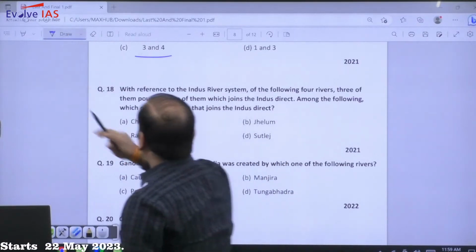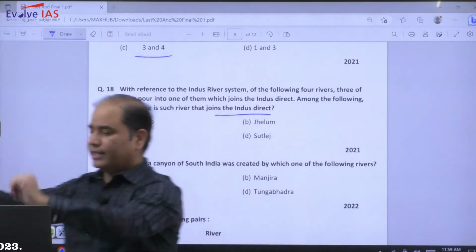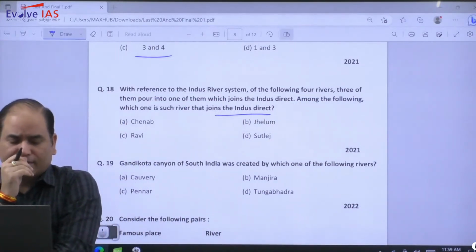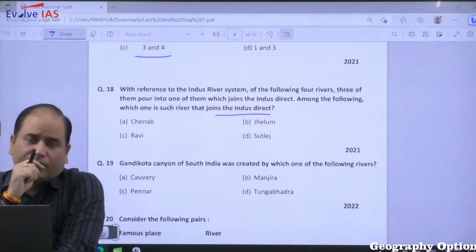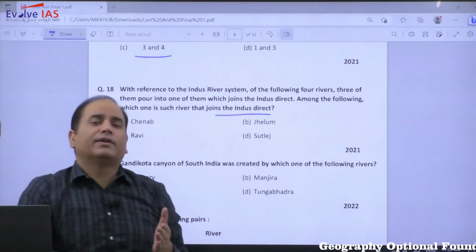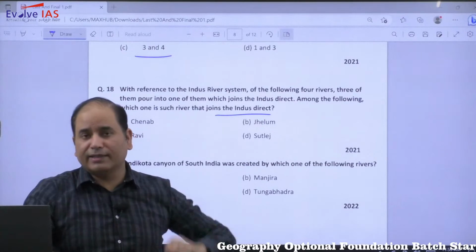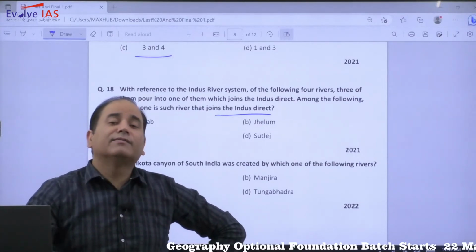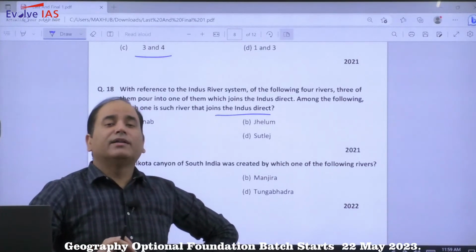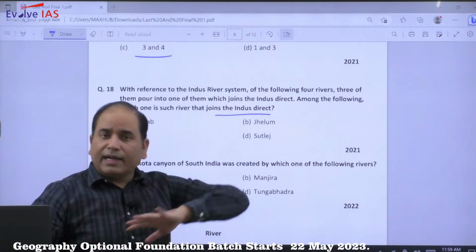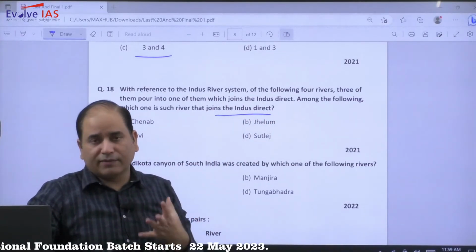So if you go through the river system of India, in the Indian river system you will find the Himalayan river system. In the Himalayan river system, we have 3 major river systems: the Indus river system, the Ganga river system, and the Brahmaputra. In the Indus river system, there are Indus and its major tributaries. The 5 major tributaries of Indus are combinedly known as Panjnad, and the area drained by these 5 rivers is known as Punjab. So Punjab is nothing but the area drained by the 5 rivers.